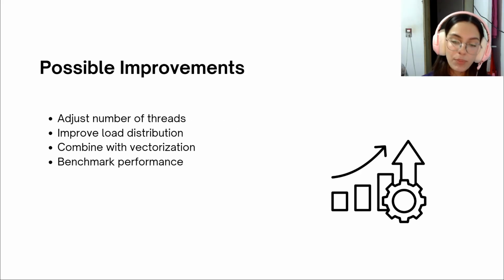Now, some improvements can be made, such as adjusting the number of threads to better match the hardware, because, for example, the number of threads of my hardware can be different from your hardware, from your computer, so adjusting it can get better results. It is also possible to improve load balancing or combine this approach with vectorization techniques. And additionally, performance benchmarking can help identify the best configuration.